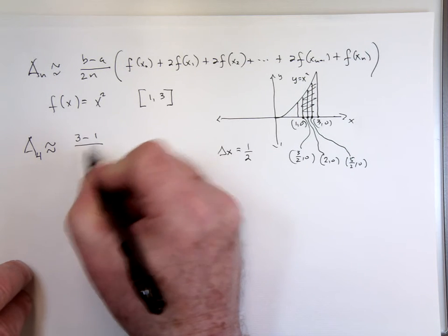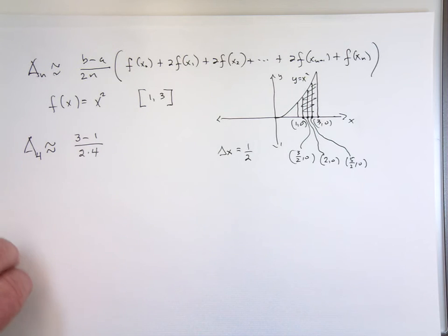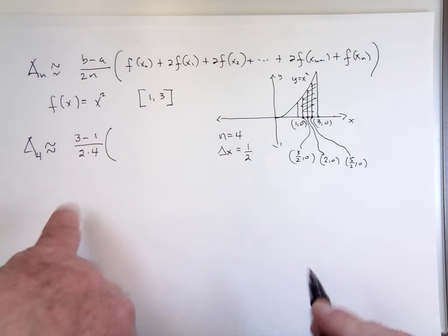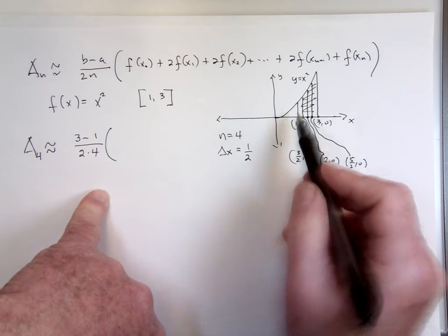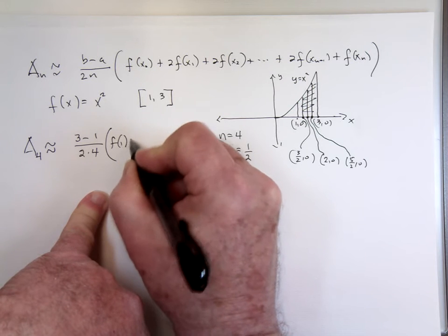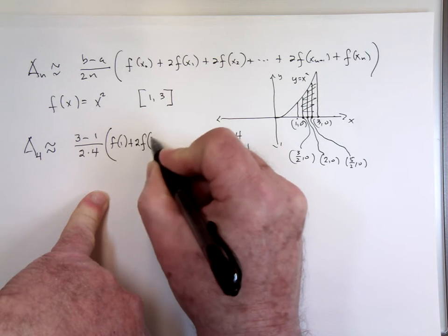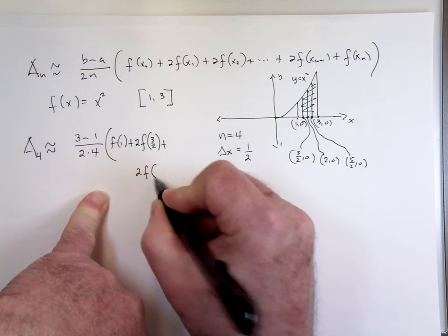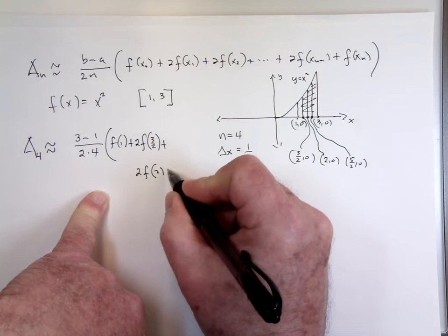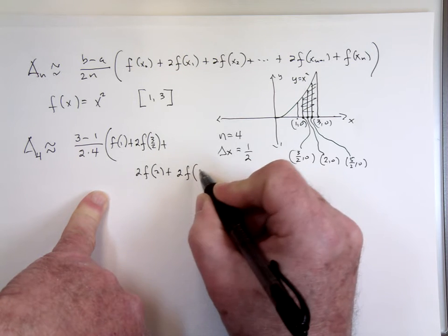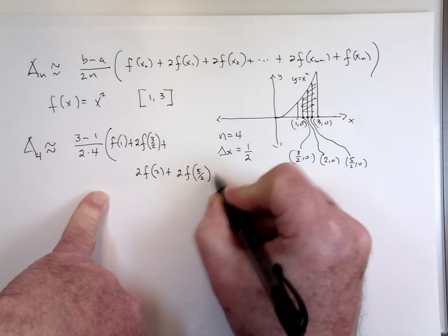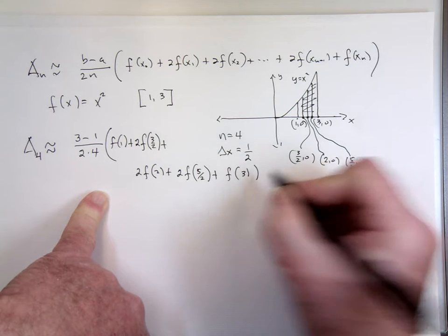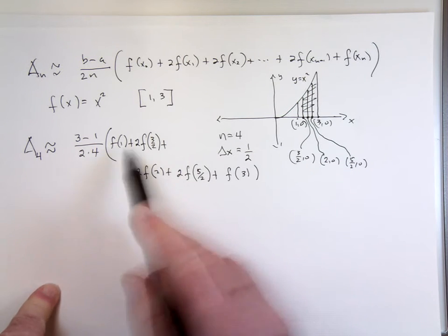So, our area in terms of 4 trapezoids is approximately equal to b minus a over 2 times 4, n is 4. We got 4 parts. I'm going to write it out: f of 1, plus 2 f of 3 halves, plus 2 f of 2, plus 2 f of 5 halves, plus f of 3.